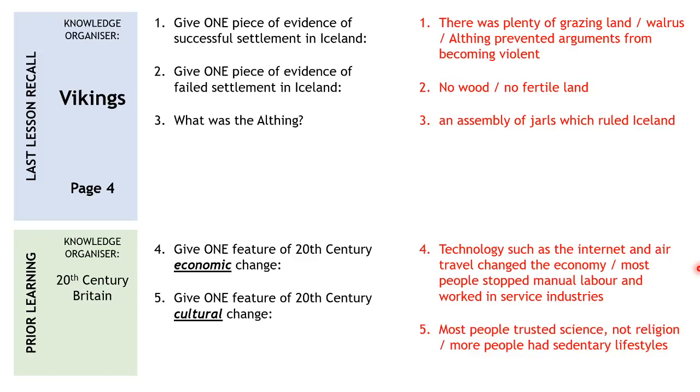Let me pay some special attention to number 3, the Althing. Remember the Thing? That was like the meeting of Jarls in the homeland in Scandinavia. The Althing is the special assembly of Jarls which ruled Iceland, which took place once a year at that big rock. They sorted out all their disagreements so they didn't become violent, and they took important decisions like the decision to convert to Christianity in the year 1000. Pause if you need more time to correct your answers. I'm going to move on to the next slide.